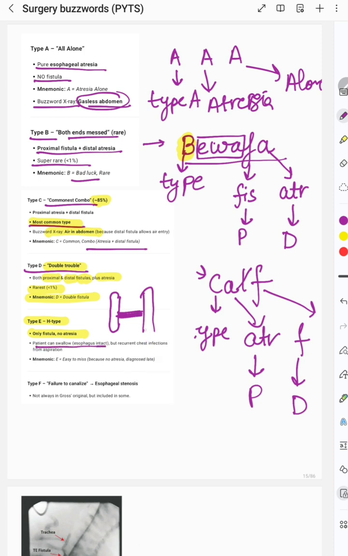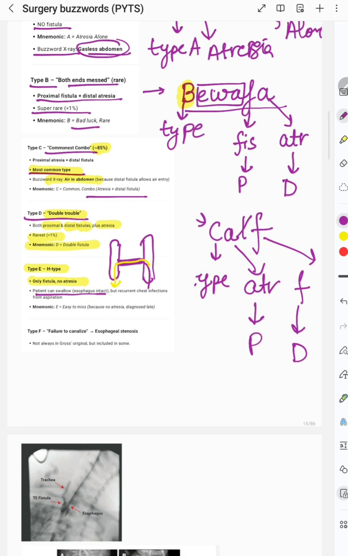But now what will happen? Whenever there is aspiration, food will come from here and go through this path, enter the lungs, and that will lead to recurrent chest infection. So for type E we'll remember it is easy to miss. Why? Because there is no atresia and it's usually diagnosed late.